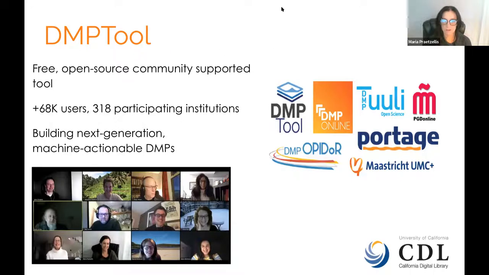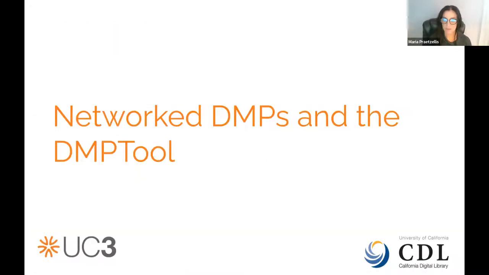And over the past few years, we've really focused on building the next generation machine actionable data management plan. So it really flows with what Rory was talking about, the evolution of FAIR data and the ways in which data management plans can support that. So it's really been our primary focus for the past few years, and I'm going to talk a little bit about that right now. So with networked data management plans, when we were thinking about how to make data management plans machine actionable, the first thing we really needed to do was create structured information.